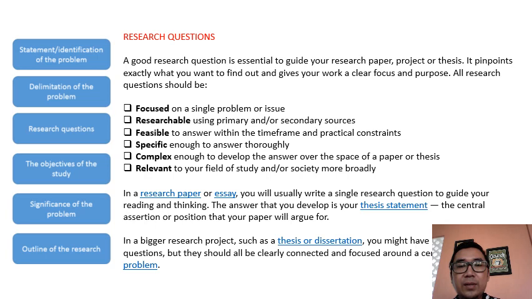Next is researchable using primary or secondary sources.